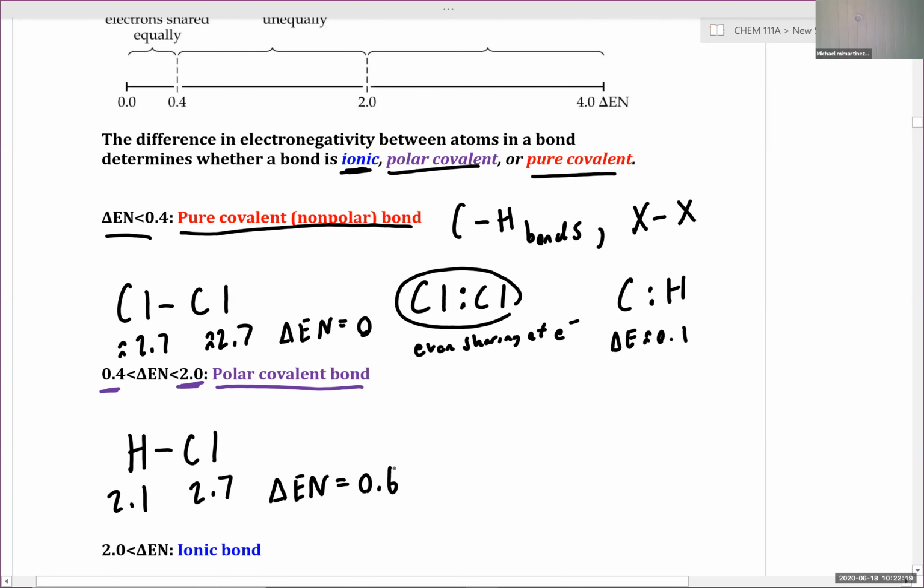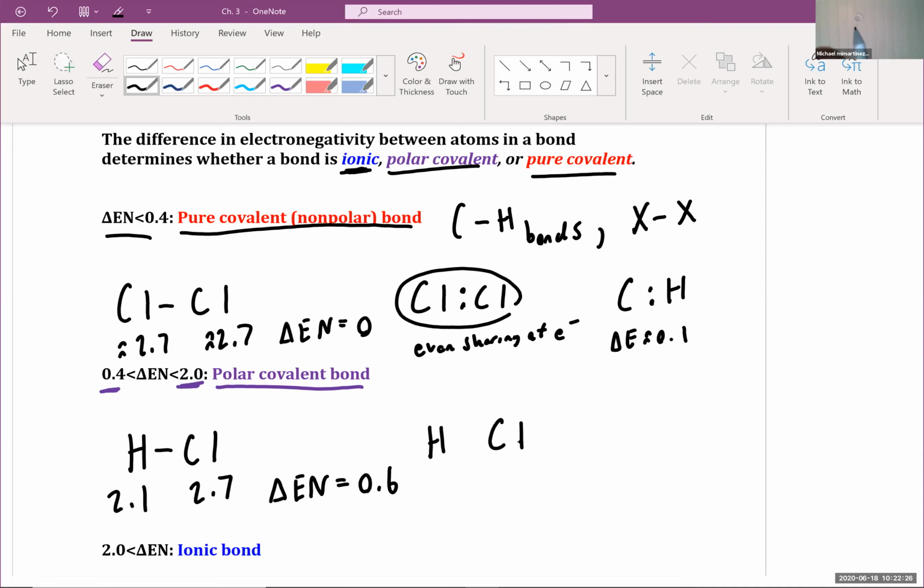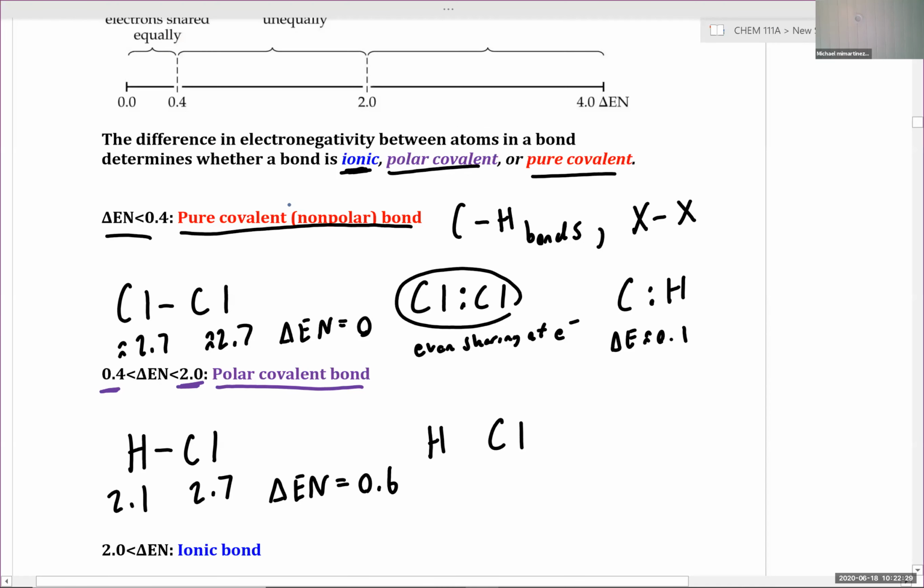Now, what this is telling us is that if we look at a hydrogen-chlorine bond, which of these two atoms is pulling electron density more strongly? Which of these two atoms is more electronegative? Chlorine, yeah. So our electron density in our chemical bond is being pulled towards chlorine. And as a result, we can think of it like more of our electron density is on chlorine than on hydrogen.